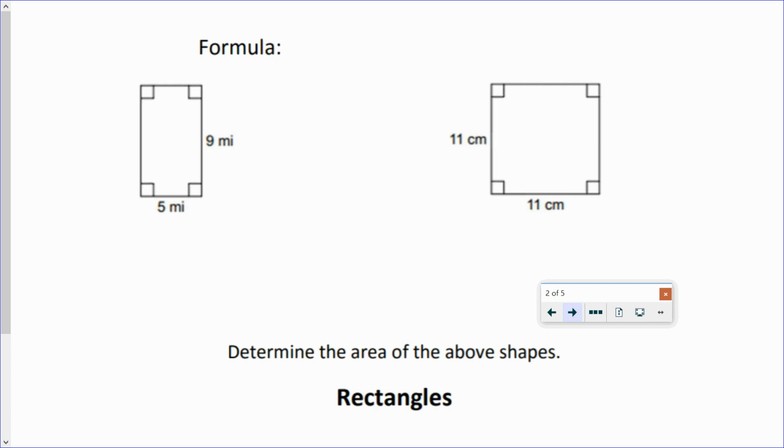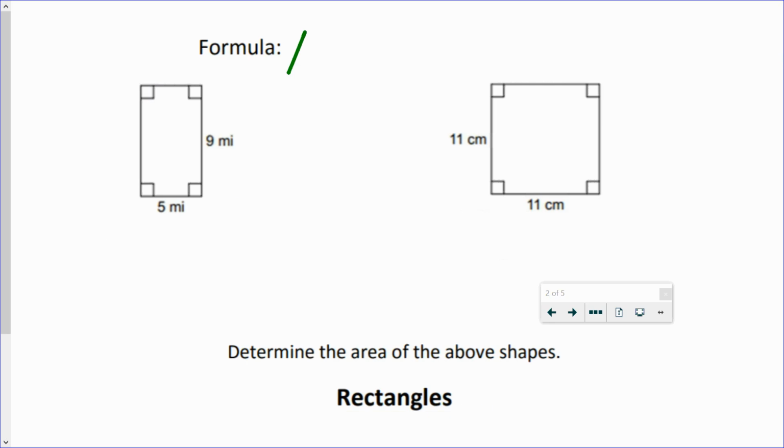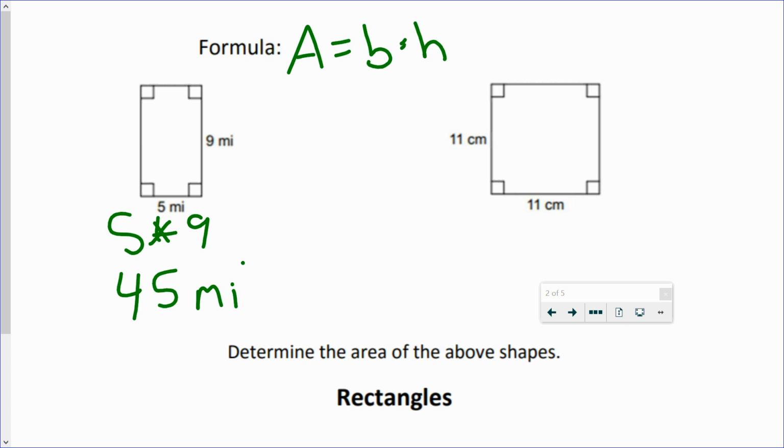So the first one we're going to talk about is a rectangle. So the formula for finding the area of a rectangle is area is equal to the base times the height, where the base is the bottom part of the rectangle and the height is the vertical part of the rectangle, where they make a 90-degree angle. So for this first one, we would do 5 times 9 and get 45, and area is always done in units squared, so it'd be miles squared.